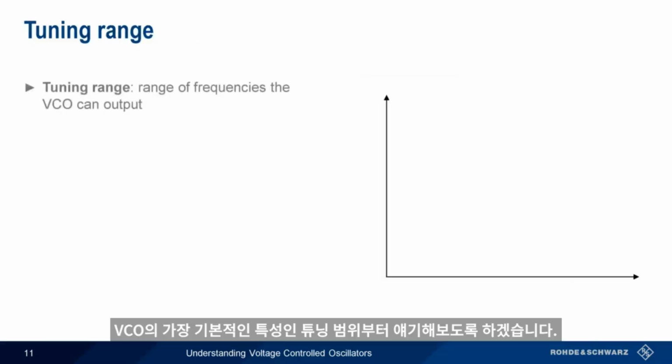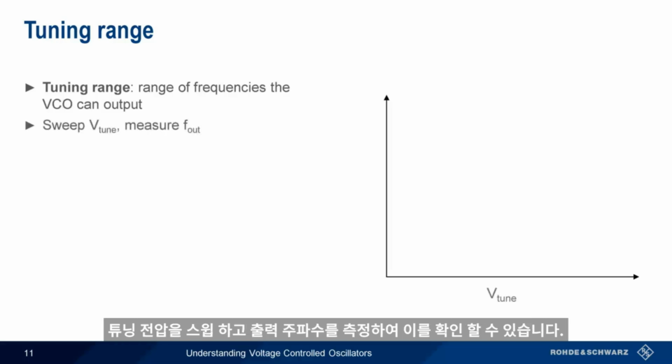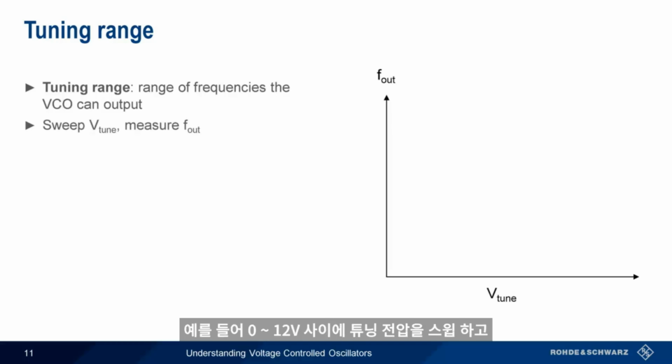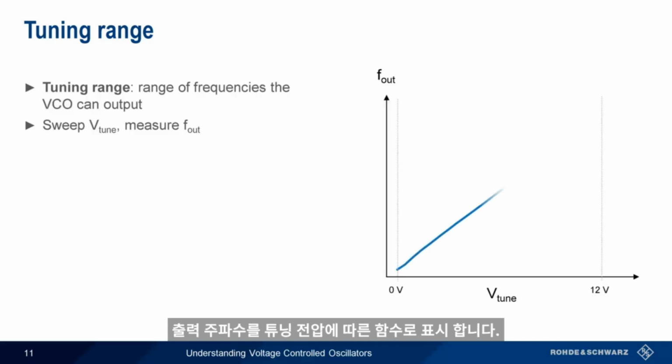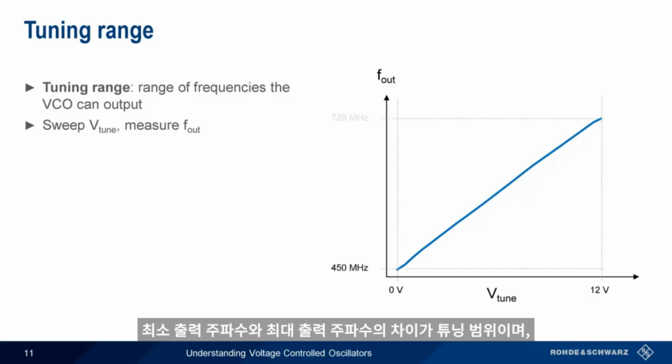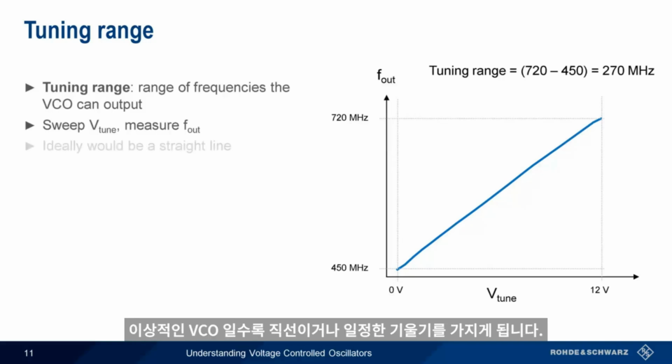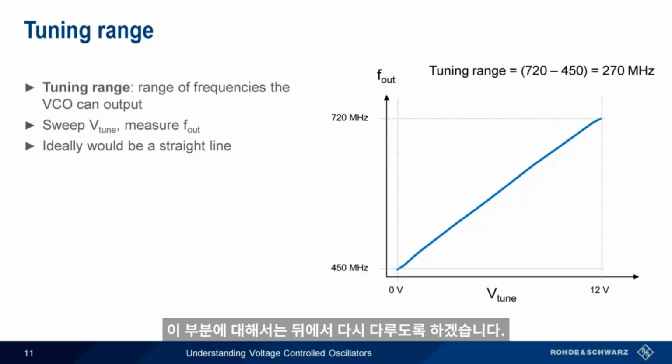Let's start with tuning range, the most fundamental characteristic of a VCO. Tuning range is the difference between the minimum and maximum VCO output frequencies. We determine this by sweeping the tuning voltage and measuring the output frequency. In this example, we sweep the tune voltage between 0 and 12 volts and plot the output frequency as a function of tuning voltage. The difference between the minimum and maximum output frequencies is the tuning range. Ideally, the plotted line would be straight or have a constant slope, something we'll come back to shortly.